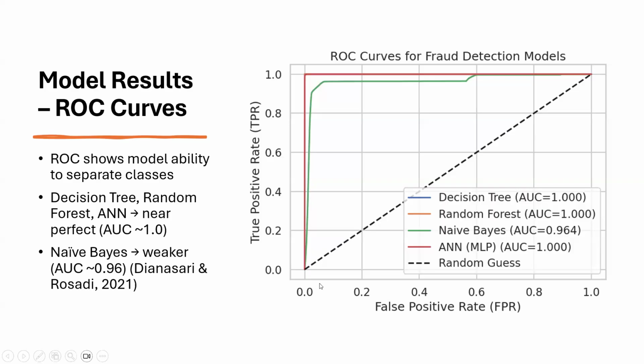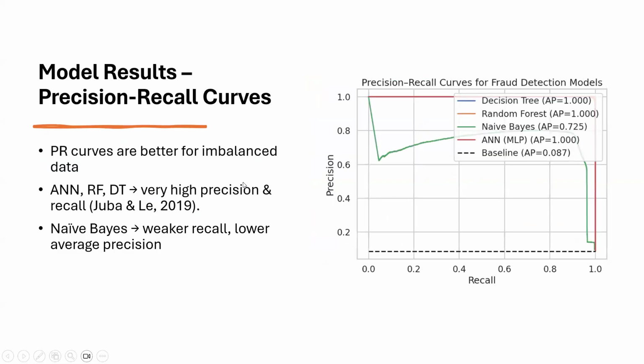Coming towards the next slide. Here you go. And the next slide is model results, precision, recall, and curves. PR curves are better for imbalanced data. ANN, RF, DT have very high precision and recall. Naive Bayes has weaker recall and low average precision. And in the visual, you can see the PR curve for all the models.